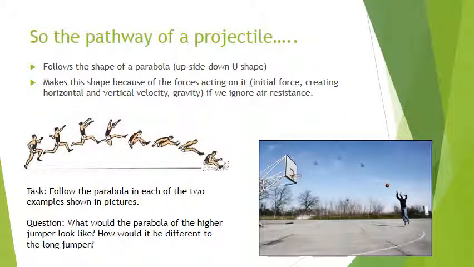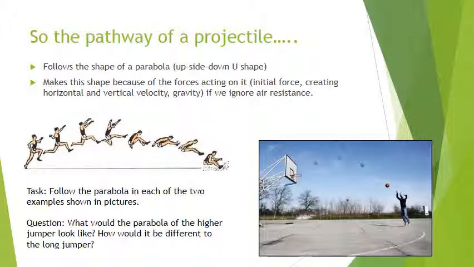So as we've learned, a projectile always follows a similar pathway. It describes the shape of an upside down U, which is what we call the parabola. It makes this shape because of the forces acting on it. So the initial force that gives it its horizontal and vertical displacement, and then generally gravity. We also have other forces like impact, if the projectile hits into anything, like another tennis racket, for example, and air resistance, but we're going to be ignoring those because they don't really apply to us when we're looking at gymnastics at this stage.